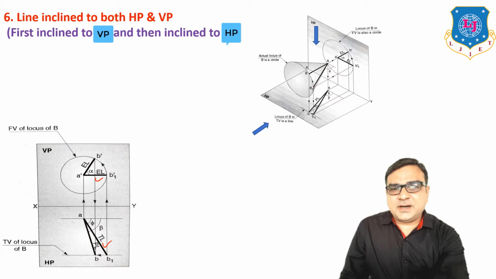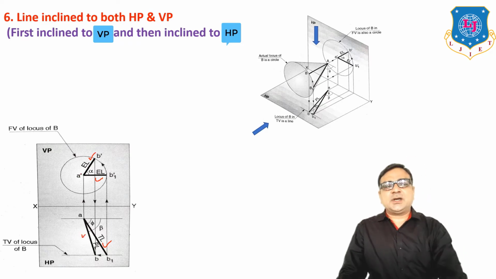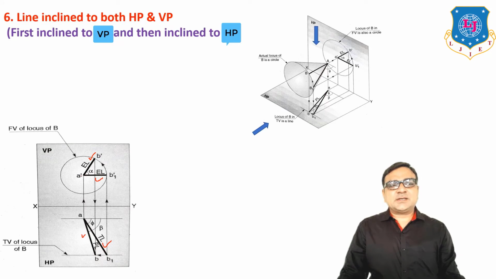Now, when we incline the line with HP, which is already inclined to VP, the front view becomes A dash B dash and the top view becomes AB. So here A dash B1 dash is equal to A dash B dash, and AB1 is always greater than AB.